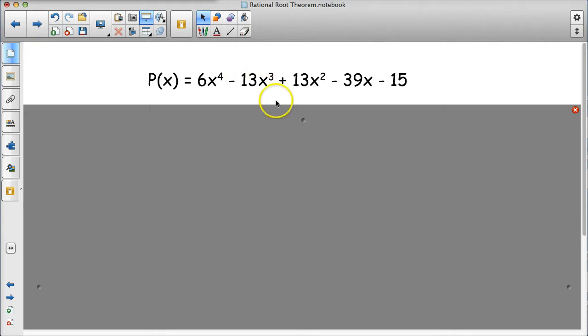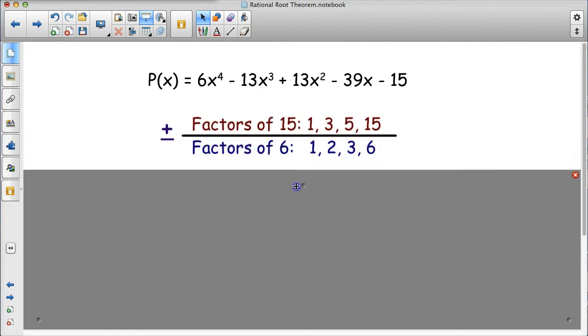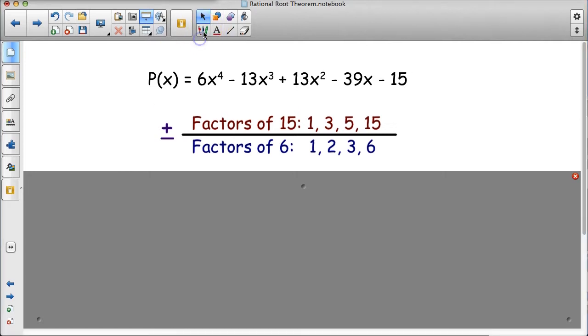But how do we find the possible rational factors? Well, we're going to do the plus or minus. We're going to find the factors of 15 to put in our numerator and the factors of 6 to put in our denominator. So the factors of 15 are 1, 3, 5, and 15. And the factors of 6 are 1, 2, 3, and 6. What exactly does that mean? Well, let's take a look.